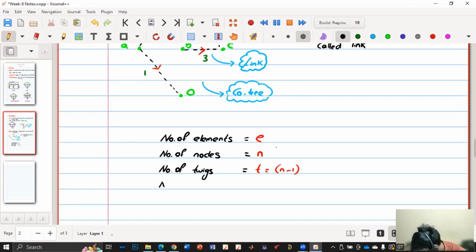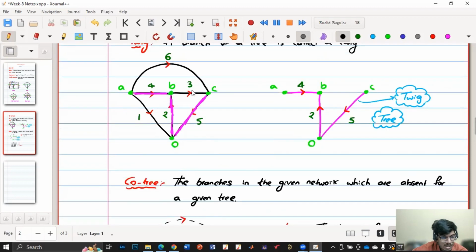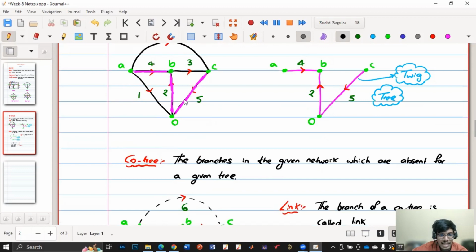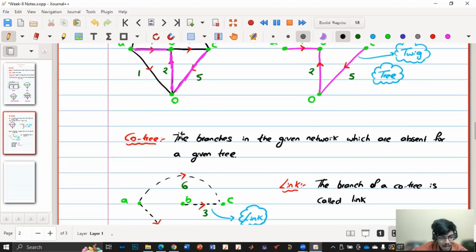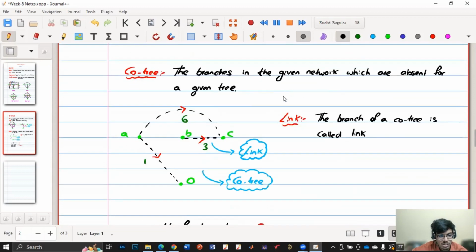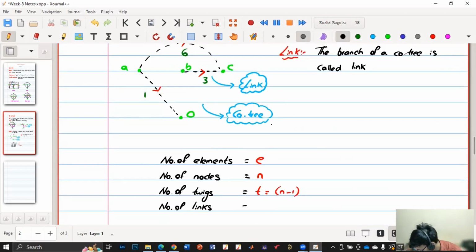Now, how do we find the number of links? So tree plus co-tree is a given network, right? So in a given network, if there are E number of elements and N corresponds to twigs, then the remaining should correspond to links, because there is no common element between them. These are complementary to each other. So the number of links, which is also denoted by L, is nothing but the number of elements minus the number of twigs. So E minus T, which is E plus 1 minus N.